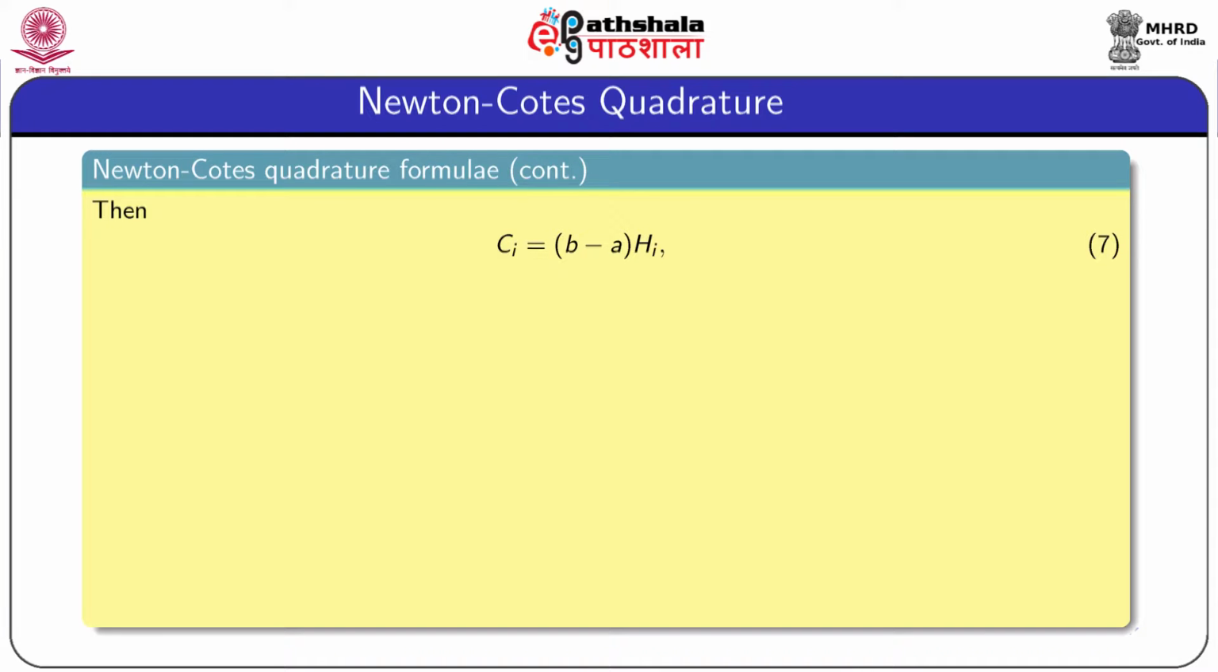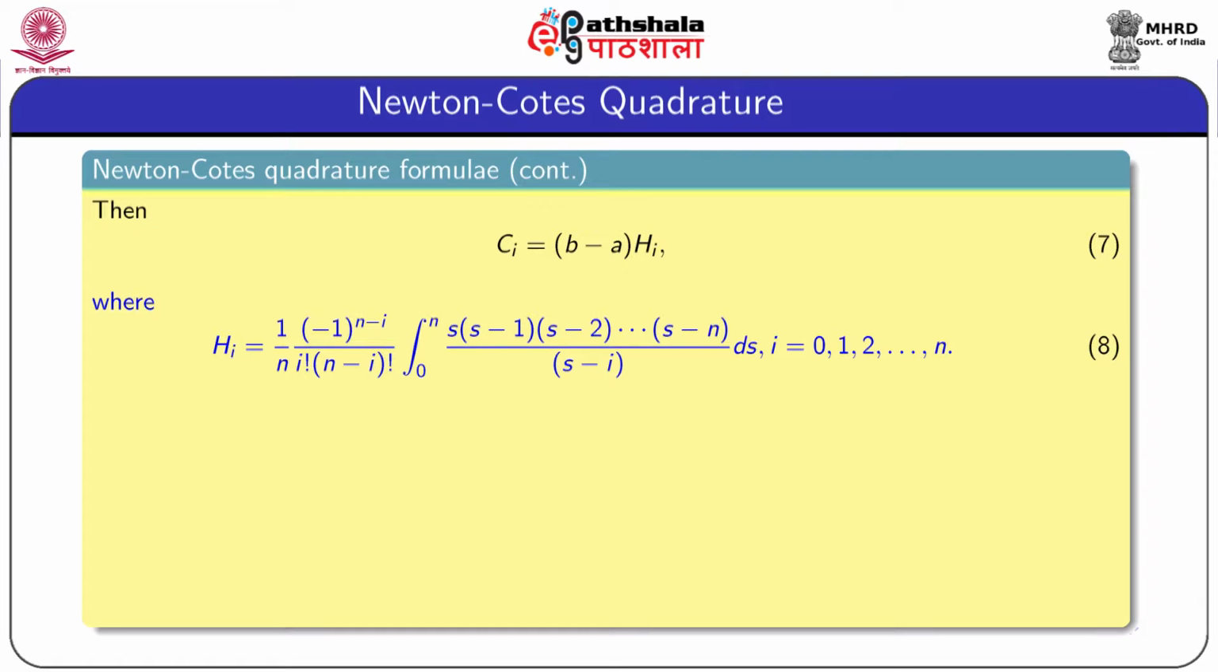Then Ci can be written as b minus a into hi, where hi is given by equation 8. The quantities hi's or Ci's are called the Cotes coefficients. See that Ci and hi are almost the same, only the factor b minus a is multiplied with hi to get Ci. So these constants are called the Cotes coefficients, and these are very important terms or parameters in Newton-Cotes quadrature formula.